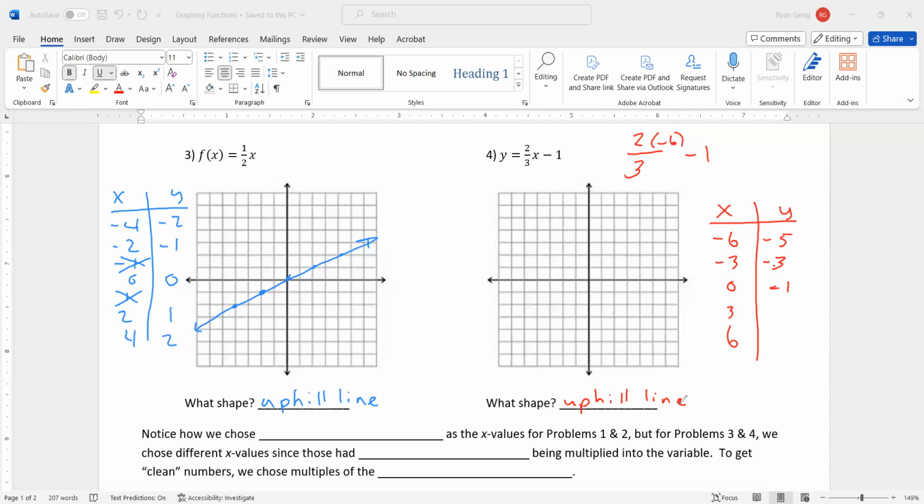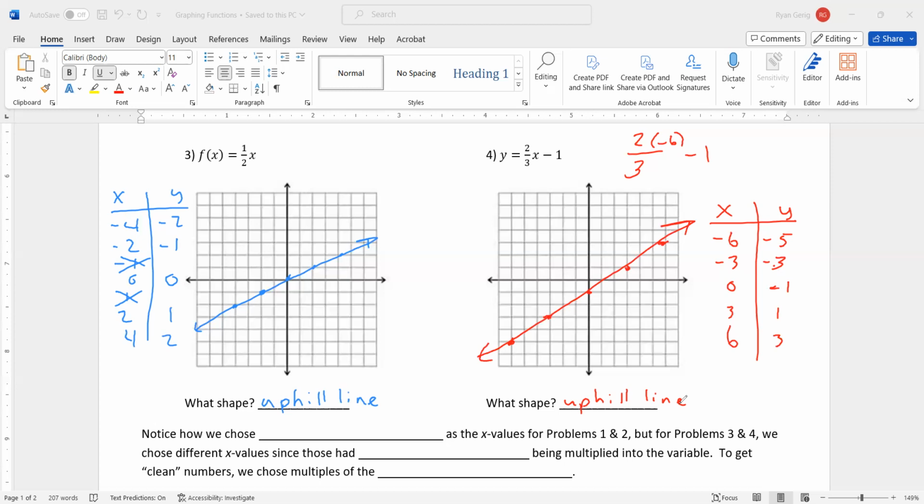2 times 3 is 6. 6 divided by 3 is 2. 2 minus 1 is 1. 2 times 6 is 12. 12 divided by 3 is 4. 4 minus 1 is 3. I did that very quickly. If you need to write that out, do it. But you should be able to get those y values by plugging in the x values. So -6, -5, -3, -3, 0, -1, 3, 1, and 6, 3. And like I said, it would be an uphill line.